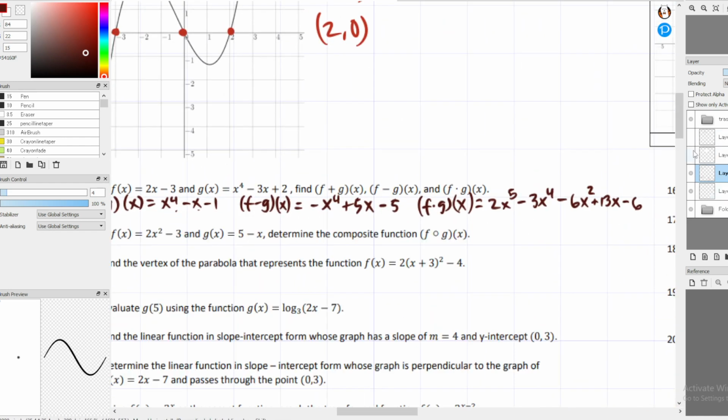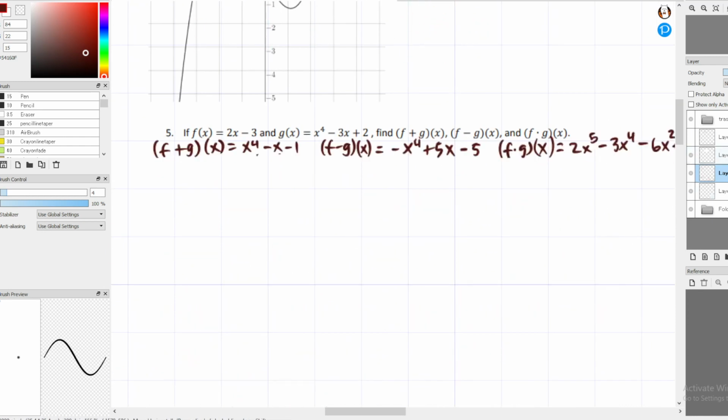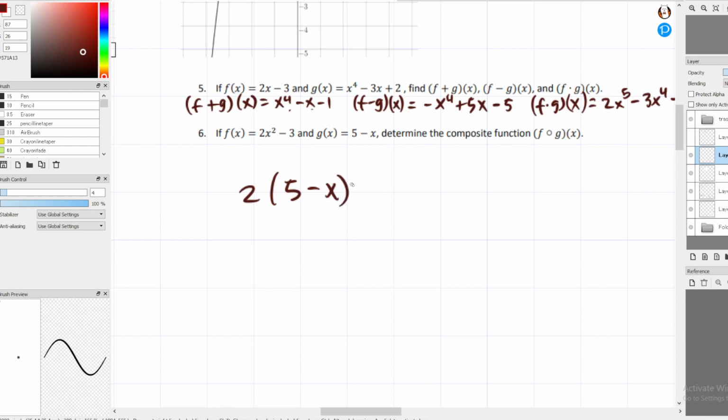Okay, so that was 5. 6 is pretty similar, except it's asking us to do function composition. So we're just going to take 2x squared minus 3. And we're going to take 5 minus x because it's g. G is going into f because it's after. So we're going to take f, and we're going to replace the x in f with our g. So 5 minus x squared minus 3.